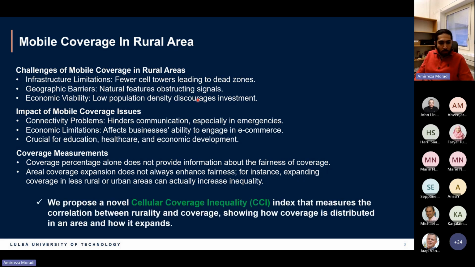In this work, we propose a novel cellular coverage inequality index that measures the correlation between rurality and coverage, and it can show us how coverage is distributed in an area from the micro perspective to the macro perspective, and how it expanded.